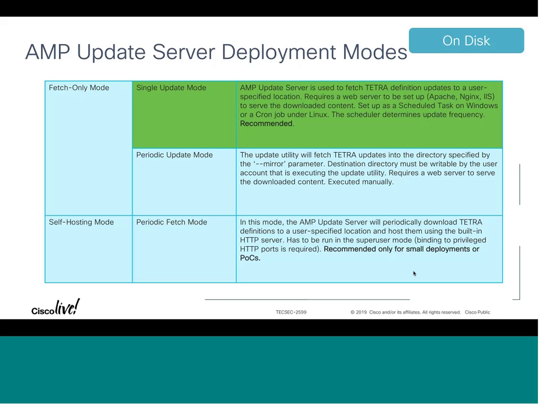With fetch-only mode, the assumption is that the customer is providing a supported web server, and that will be the host for our update server, as well as whatever else they're running on that web server, right? So if they've got an Apache or an IIS server and they say, that's what we want to use as our AMP update server, then they're in fetch-only mode.